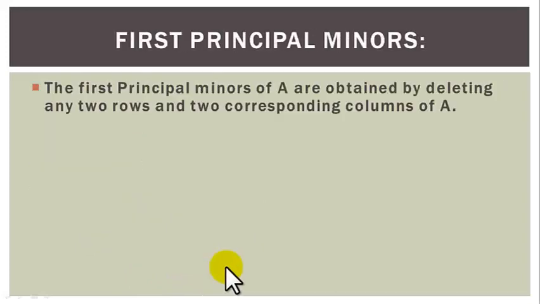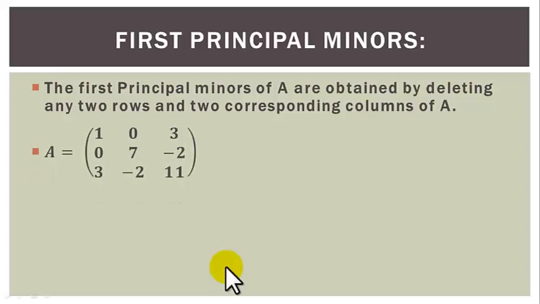The first principal minors of A are obtained by deleting any 2 rows and 2 corresponding columns of A. Note here n is 3, that is, the matrix is a 3 by 3 matrix, so we are deleting any n minus k rows and columns. Considering the first principal minor, that means we are putting k equals 1. So 3 minus 1 will give us 2. We are deleting any 2 rows and corresponding 2 columns of A.